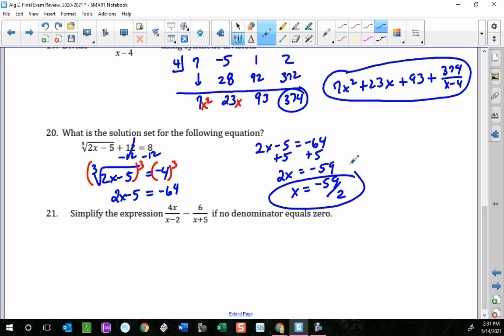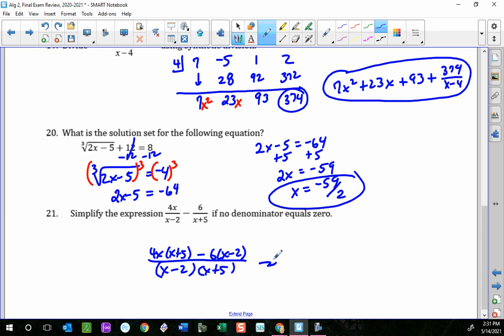Alright, number 21. Basically supposed to put these things together with a common denominator. So my common denominator would be x minus 2 and x plus 5. So the 4x is going to get the x plus 5. And the 6 is going to get the x minus 2.